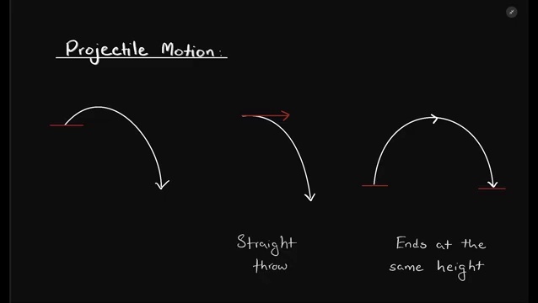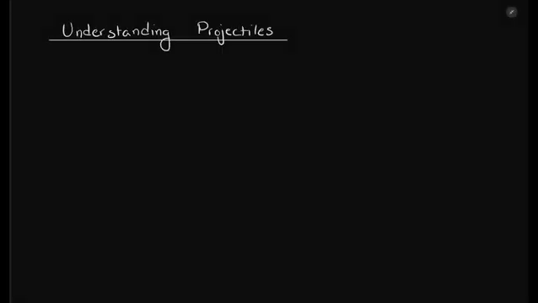On the middle one, the projectile is thrown straight. And on the left, we have the tougher ones that start from a different height and end at a different height. These 3 different types are the fundamentals of projectile motion questions. So let's understand what is projectile motion.